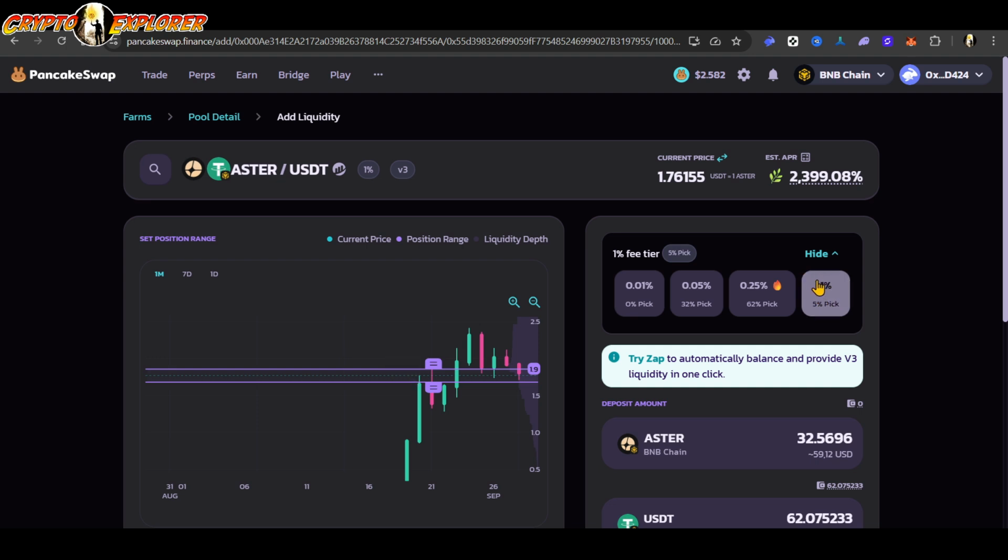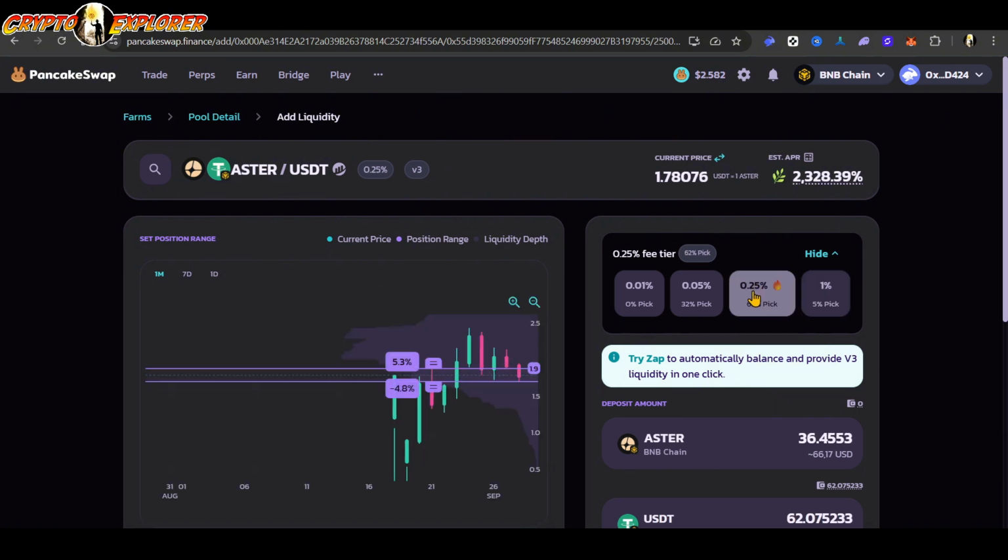So this means that 1% is the cost that people pay for trading the tokens in this pool. In this one they will pay 0.25% as a fee when they're trading. So if they're trading $1,000, they will pay 0.25% of that in fees for using the pool. You can see most of the people, most of the liquidity providers, are right now using this pool. 62% pick this pool fee tier. So these are actually 4 different pools for the same token pair. Which one is the best? Well, it's going to depend.